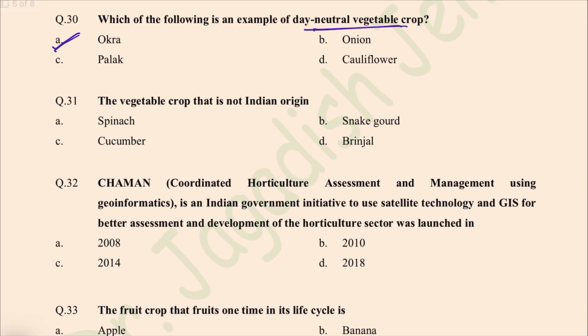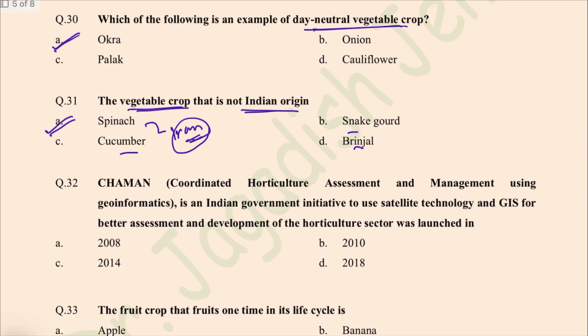The vegetable crop that is not of Indian origin, that is spinach. Spinach originated in Persia or Iran. Other crops like cucumber, snake gourd, and brinjal originated from India and the Indian region. Question from here: the center of origin of the widely consumed fruit mango is Indo-Burma or Southeast Asia. The crop known as poor man's potato, poor man's crop, whose center of origin is South America, Peru or Bolivia, is potato.